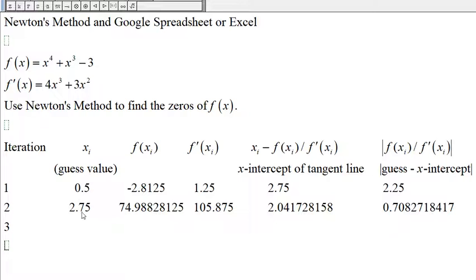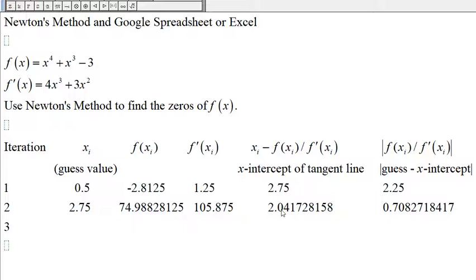And remember that in the second iteration, the guess value will be the x-intercept of the previous iteration. In this case, it's 2.75. And then we start the process all over again. So we need f of x sub i. This time x sub i is 2.75. So go back to the function here. In the place of x, put 2.75. And that will give us 74.98. And then go to the derivative and plug in 2.75, and it will give us 105.87.